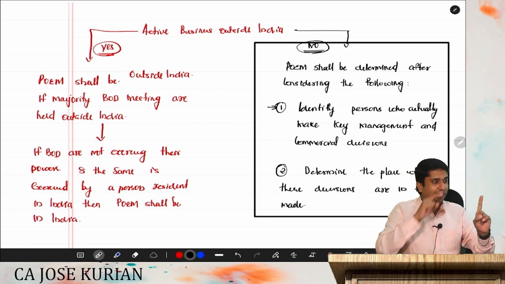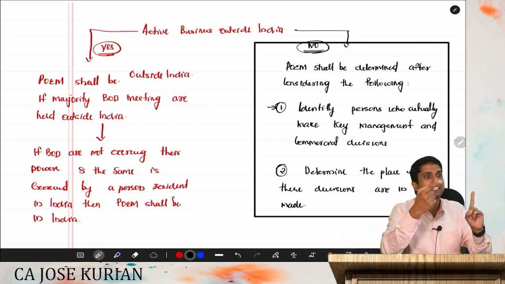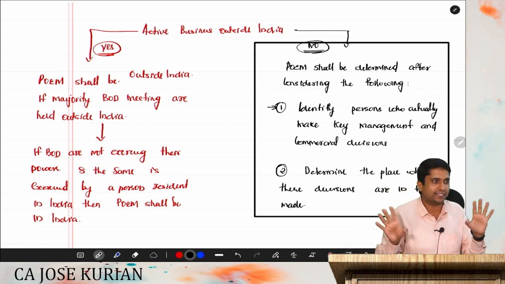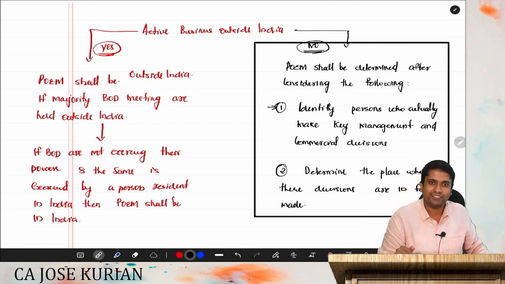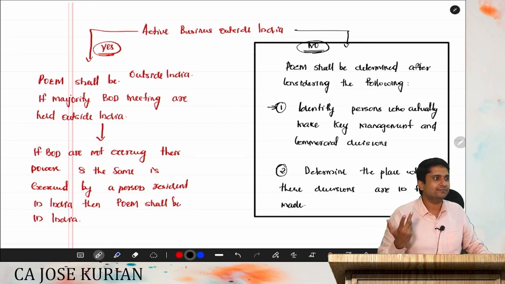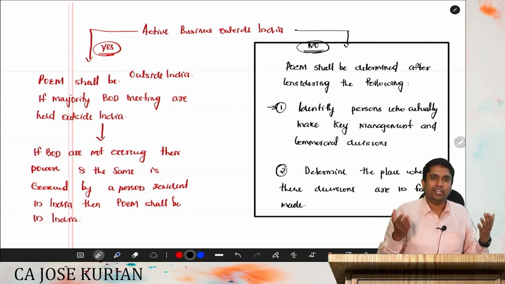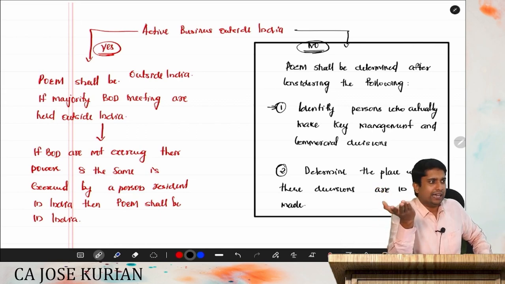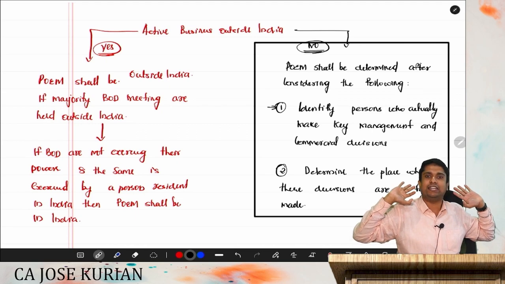First of all, if you think your key management and commercial decisions are made in India, you yourself have to declare that you are an Indian resident. But nobody will do that. Why? If you declare yourself as an Indian resident, you tell me what is the consequence. According to the residency rule, you are supposed to pay taxes in India. So nobody will declare that they are an Indian resident.